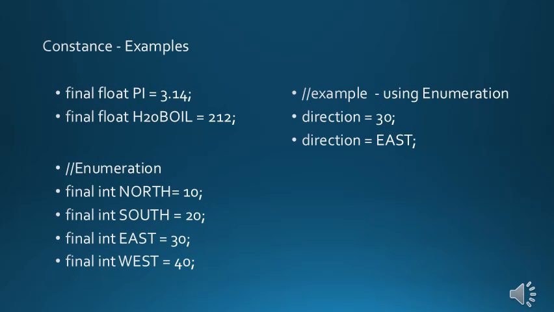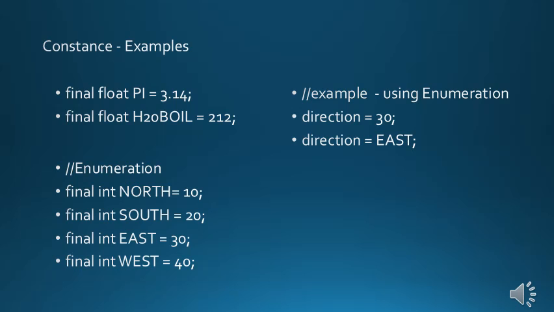Constant examples. So here I've got a couple of constant examples to show you. If we look up here, we have final float PI equals 3.14. So the final is going to set the variable as a constant. We have our data type float, and then we have our variable name PI, and then here's our initial value. We can look down here. We have another one here, final float H2O boil. So this is the boiling point of water, equal to 212. So final setting the value, we have our data type followed by our variable name in caps.